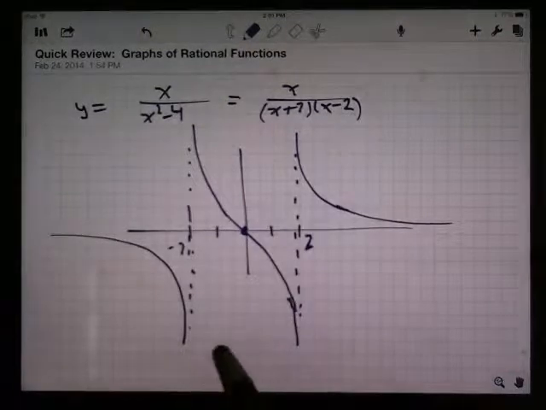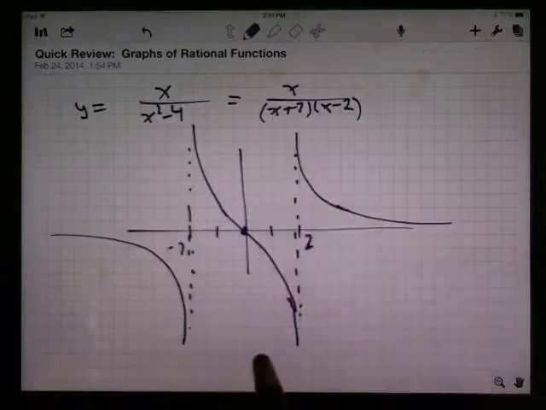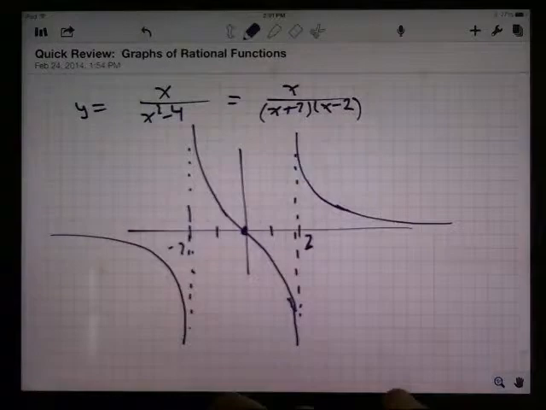Right? Intercept from the numerator. Vertical asymptotes from the denominator. That's the main thing I want to pick out of this, and that's what I'm going to use in the next video when we look at tangent.